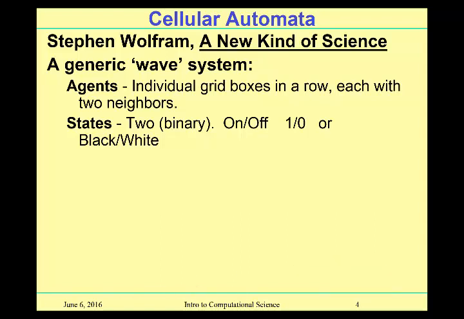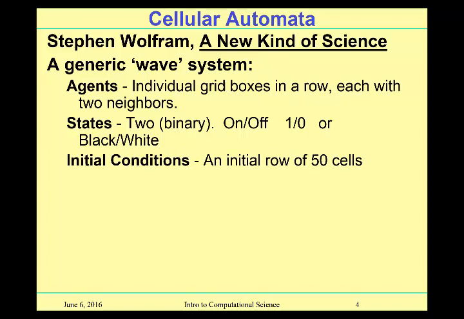Once we've established these states, we will want a set of initial conditions: an initial row of however many cells there are. In this case, it says 50 cells, but you might have a different number of cells across your row of paper. But we'll have to decide what our initial states are, whether we're going to be on or off, and then we'll want to work with the patterns from there. Well, let's go ahead and create some initial conditions in our first row of grid boxes.